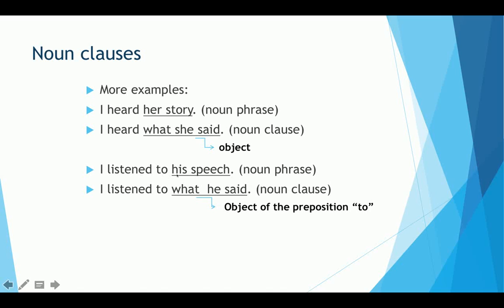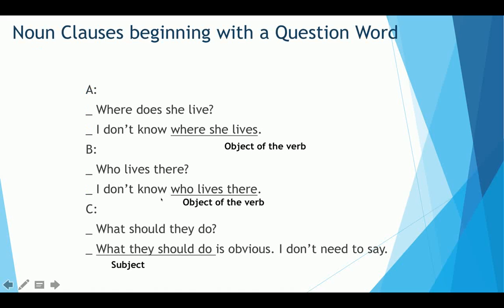I listened to his speech. His speech is a noun phrase, no verb here. I listened to what he said. What he said is a noun clause. In this case, it is the object of the preposition to. I listened to what? What he said.